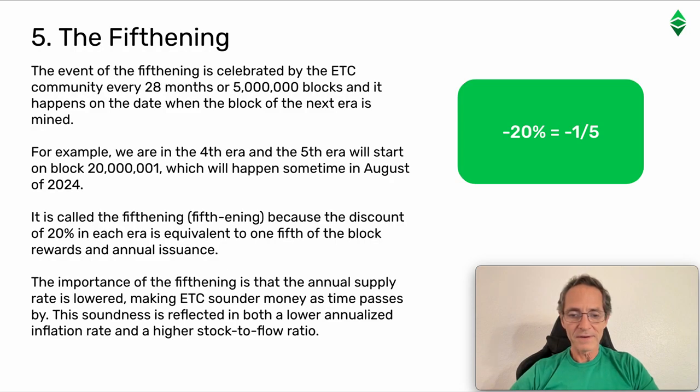The importance of the fifthening is that the annual supply rate is lowered, making ETC sounder money as time passes by. The soundness is reflected in both a lower annualized inflation rate and a higher stock-to-flow ratio.